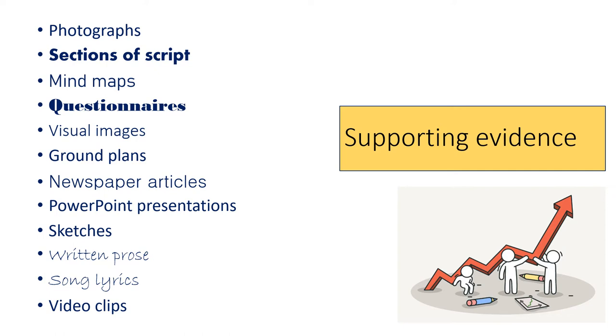You might have visual images of the stimuli of different things that have inspired you. You might have ground plans, newspaper articles that really mean something. You might have PowerPoint presentations that you include, sketches, written prose, song lyrics, and video clips. So as you can see, there is a great deal of scope for things that you can do, but what you are evidencing is your creative process and how you have developed and got to the point where you are ready to perform.